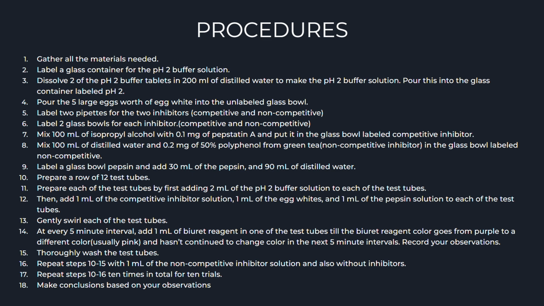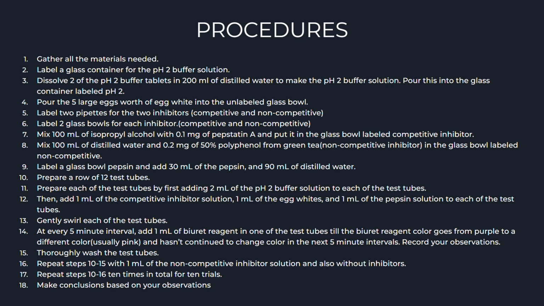Then label 2 pipettes for the 2 inhibitors, competitive and non-competitive. Next, label 2 glass bowls for each inhibitor, competitive and non-competitive. Step 7. Mix 100 ml of isopropyl alcohol with 0.1 milligrams of peptide A, and then put in the glass bowl labeled competitive inhibitor. Step 8. Mix 100 ml of distilled water and 0.2 milligrams of 50% polyphenols from green tea extract, non-competitive inhibitor, in the glass bowl labeled non-competitive.